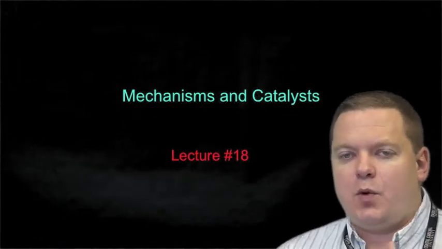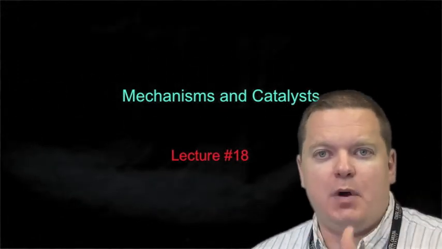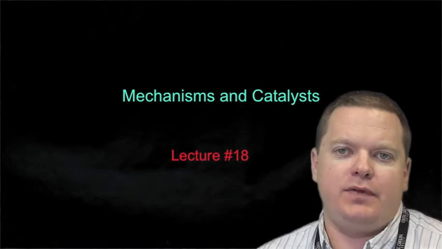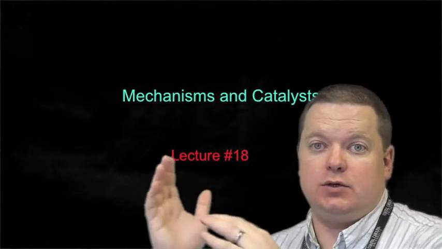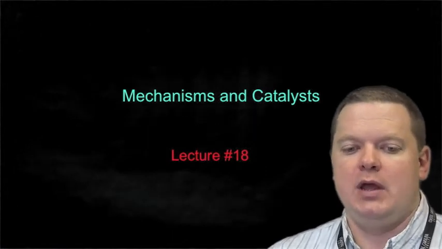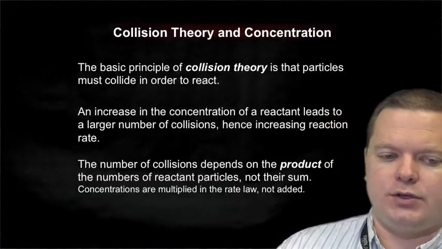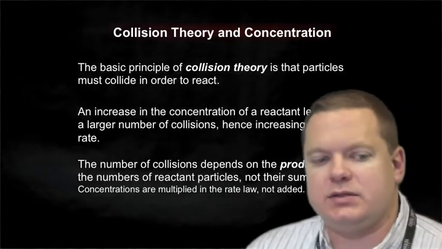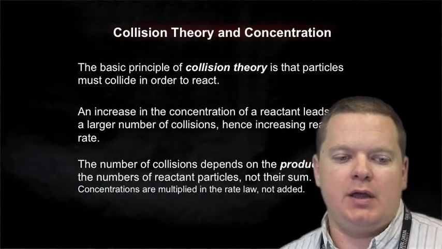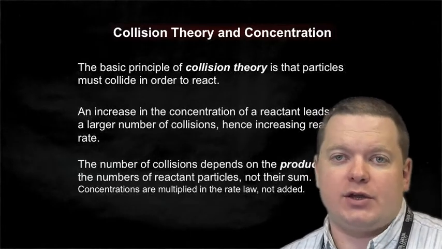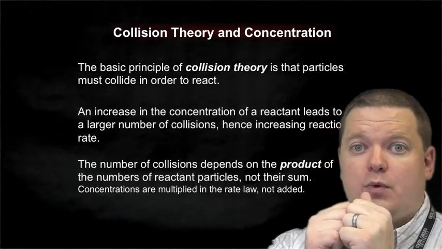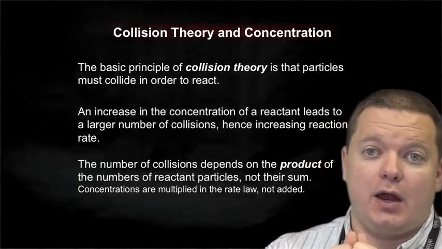But first, let's go back and talk about some underlying theory about the process it takes to go from reactants to products. What has to happen? There are a couple of theories we're going to rediscuss. The first is collision theory and concentration. We said that in order for a reaction to occur, the reactants had to collide with each other.